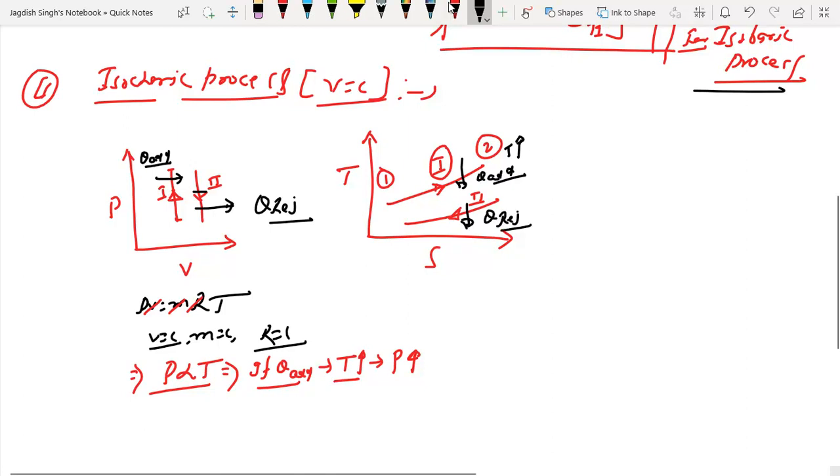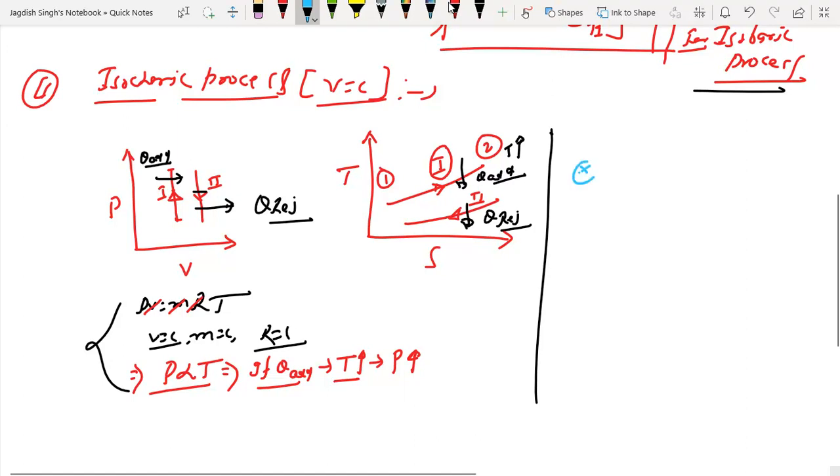Okay. So whenever we have to draw the isochoric process on the TS plot, simply we have to follow this concept. This is the simple guiding equation. With the help of this guiding equation, we can plot the situation either on the PV plot or the TS plot. This is very simple. Now we have to find the change in entropy in this process.